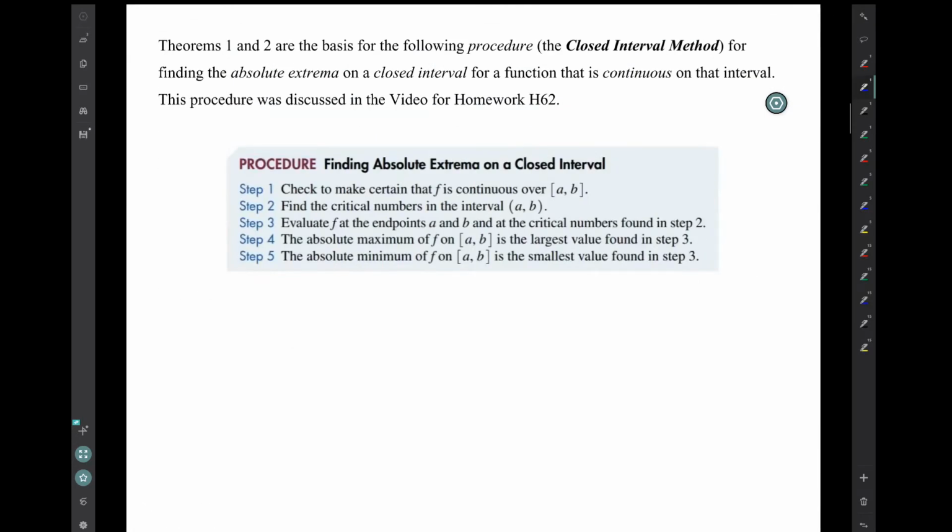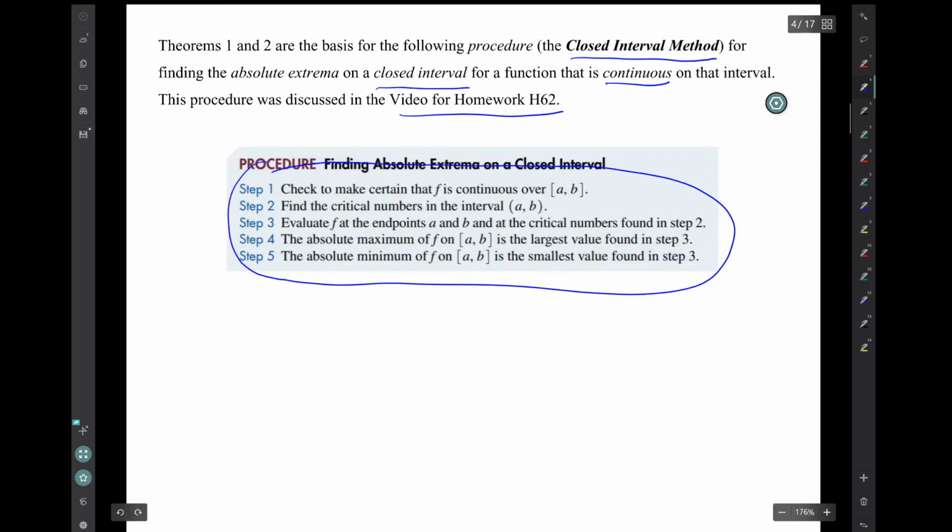Theorems 1 and 2 are the basis for this procedure called the closed interval method for finding the absolute extrema on a closed interval for a function that is continuous on an interval. And this procedure was discussed in the video for homework 62. It was this 5-step procedure involving making a list of important x values, the critical numbers for the function, and the x values that are the endpoints of the interval. And those are the only places where absolute max or mins can occur, and we're guaranteed that there will be an absolute max and there will be an absolute min.